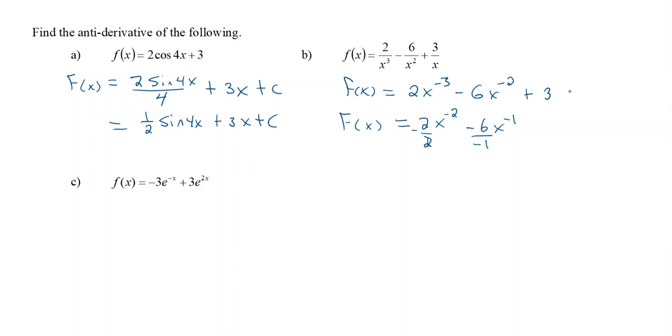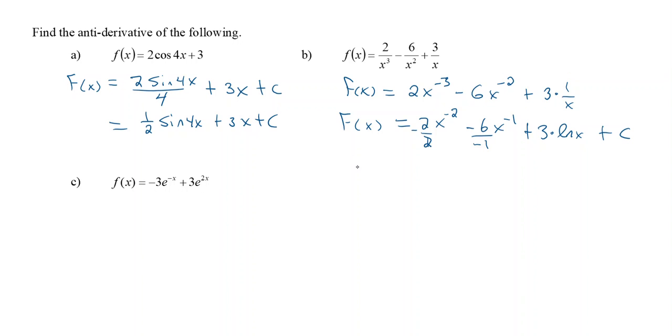I'm actually just going to rewrite this again as 3 times 1 over x. Okay? And the antiderivative of 1 over x, we actually know that. That's the natural log of x. Because the derivative of the natural log of x is 1 over x, right? So they're just opposites of each other. So this is going to be 3 times the natural log of x. All right, and then plus c.